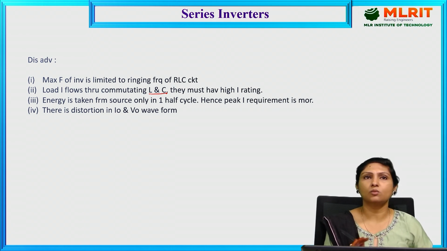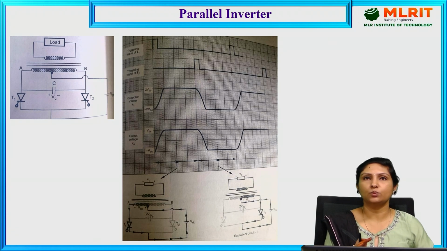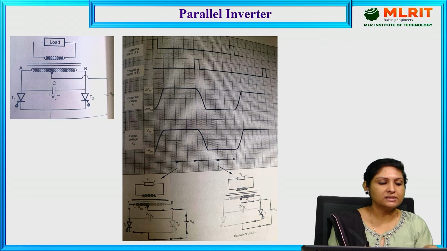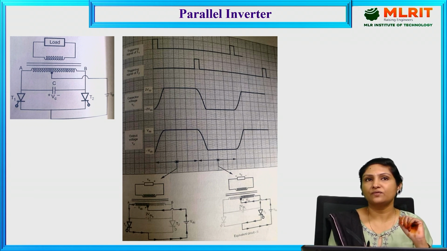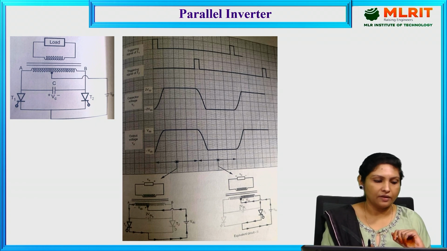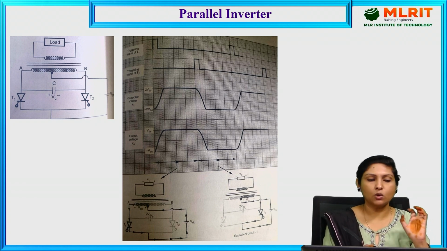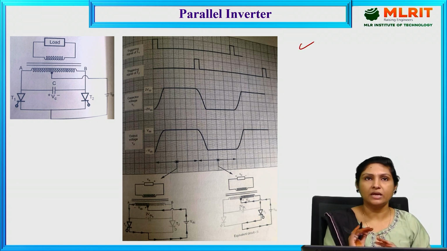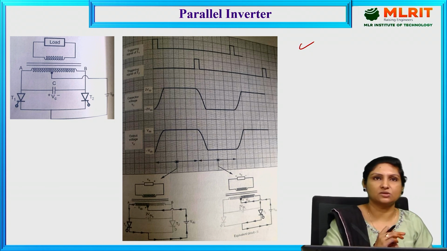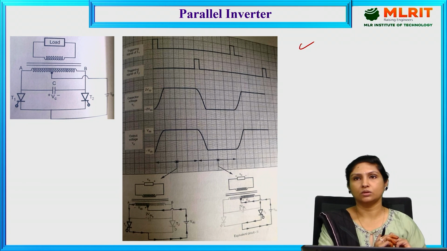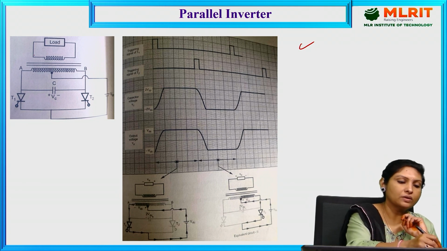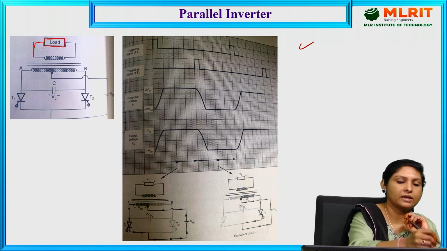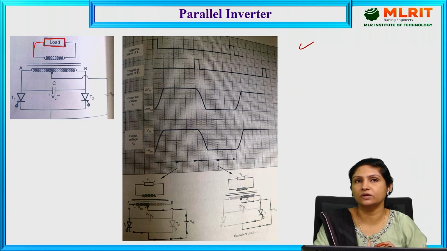So, in order to overcome all these disadvantages associated with series inverters, we are moving on to the parallel inverter. Here in parallel inverter, a capacitor is connected in parallel with the primary of the transformer, and the commutating component is nothing but the capacitance. Since this commutating component is connected in parallel with the primary of the transformer, we call it a parallel inverter. And the load is connected across the secondary of the transformer.